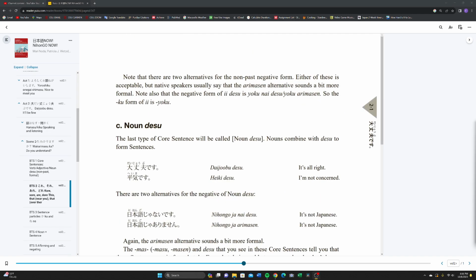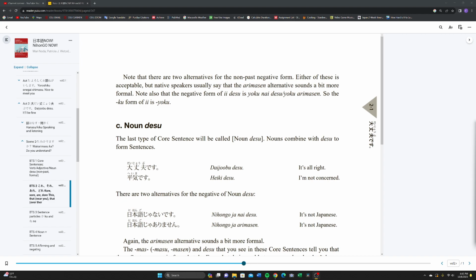Note that there are two alternatives for the non-past negative form. Either of these is acceptable, but native speakers usually say that the arimasen alternative sounds a bit more formal. Note also that the negative form of ii desu is yokunai desu, yoku arimasen. So the ku form of ii is yoku.